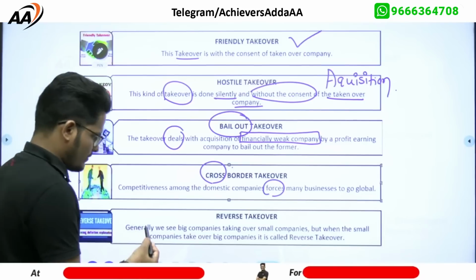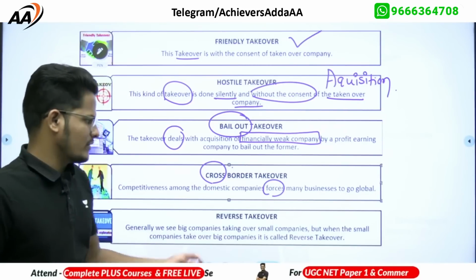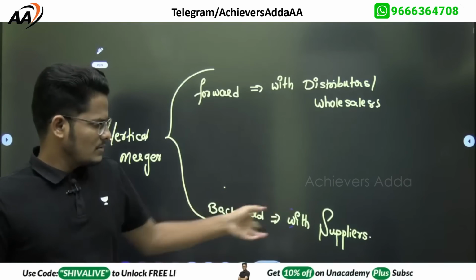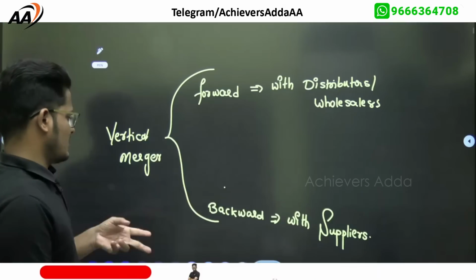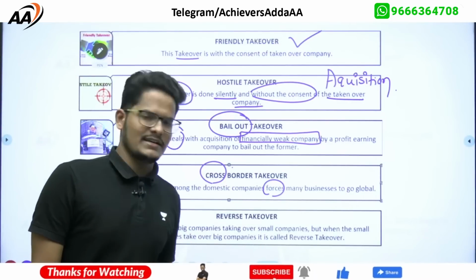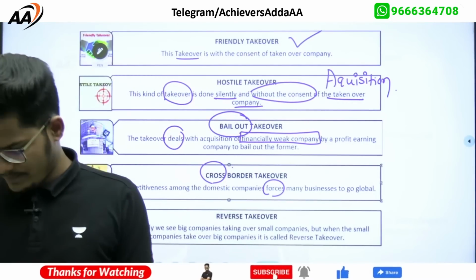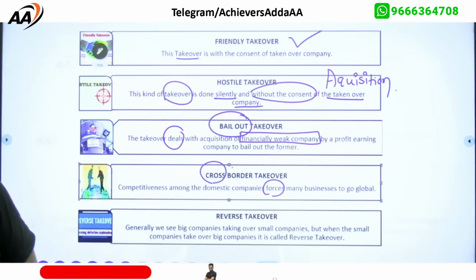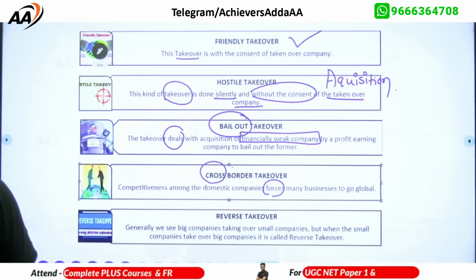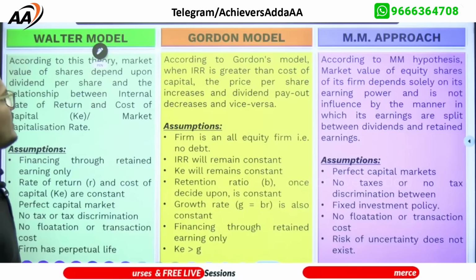And reverse takeover: generally we see big companies taking over small companies. But when it happens the other way around, that is a reverse merger, which is a reverse takeover. When a small company takes over a big company, it is called a reverse merger or reverse takeover, both. Right? So that's about the types.